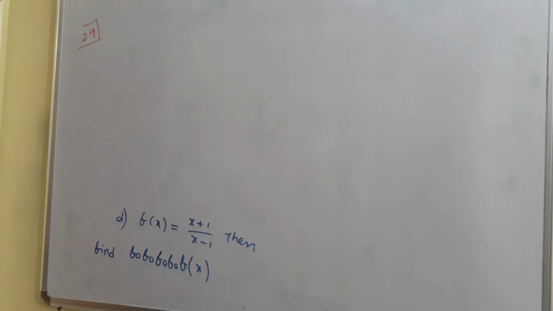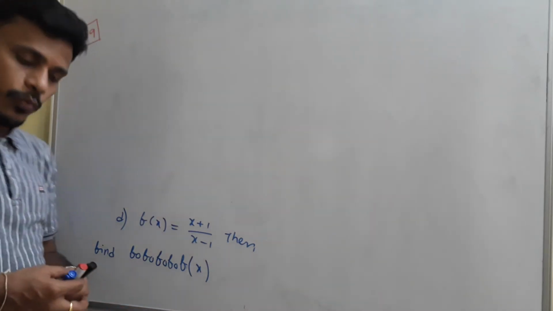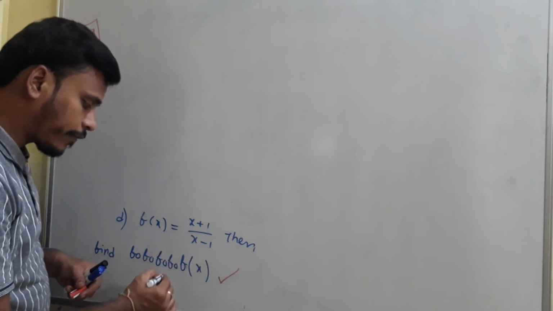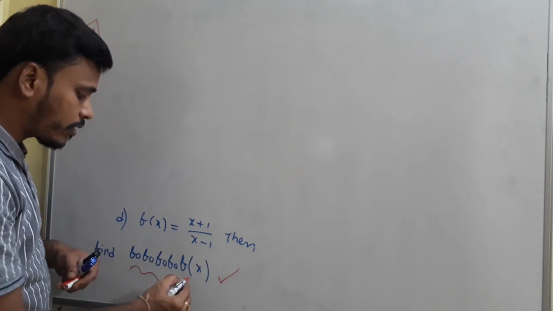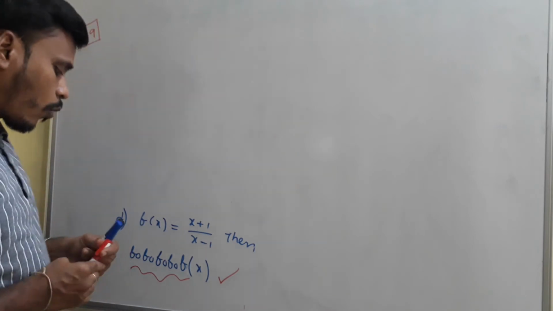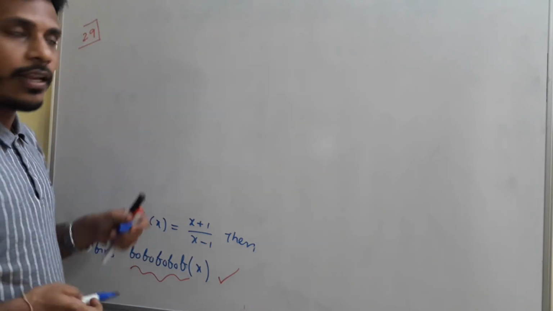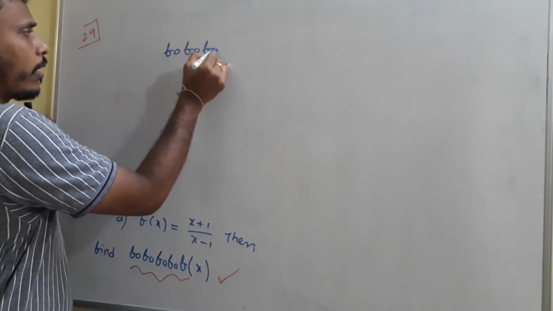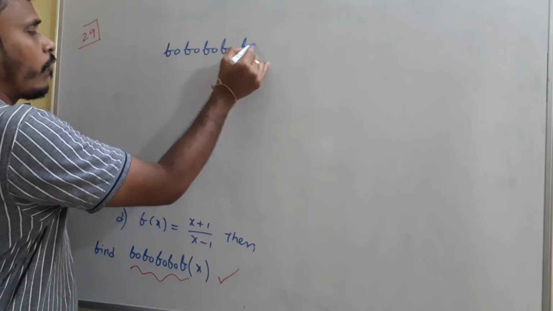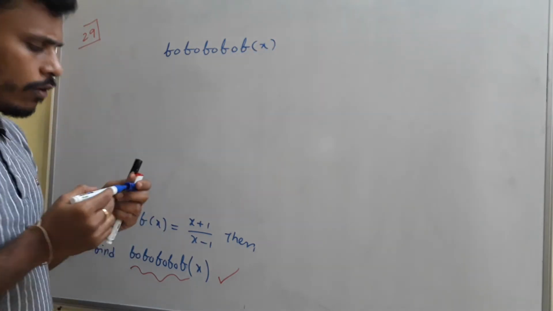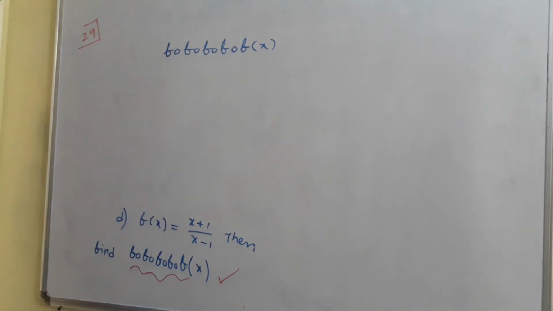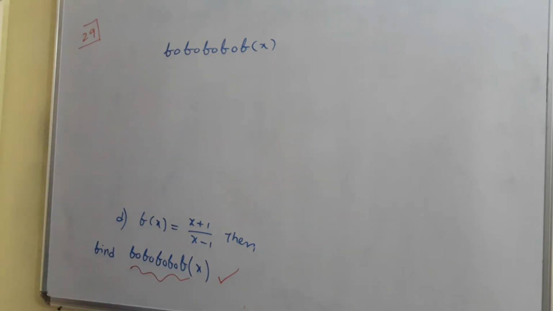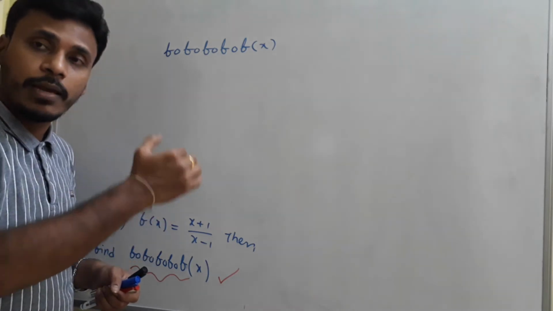So f of x is given as x plus 1 by x minus 1, and they ask us to calculate f circle f circle f circle f circle f of x. So this f is there for 5 times. So you just start with that f circle f of x. Okay. So the same rule we are going to apply, the composition. Actually we discussed the composition for two functions f and g, but here we apply the same composition for the same function many times.